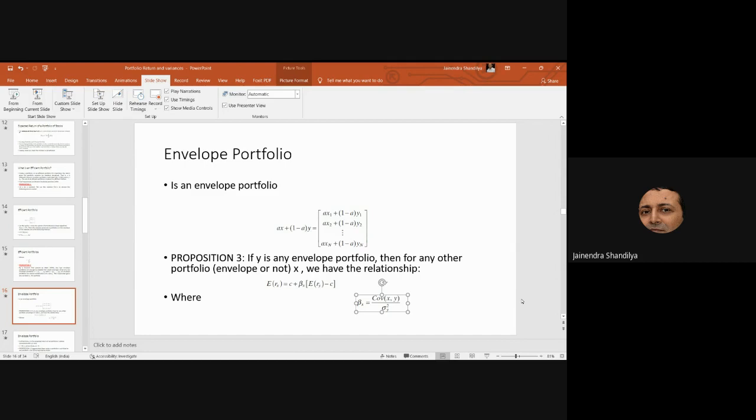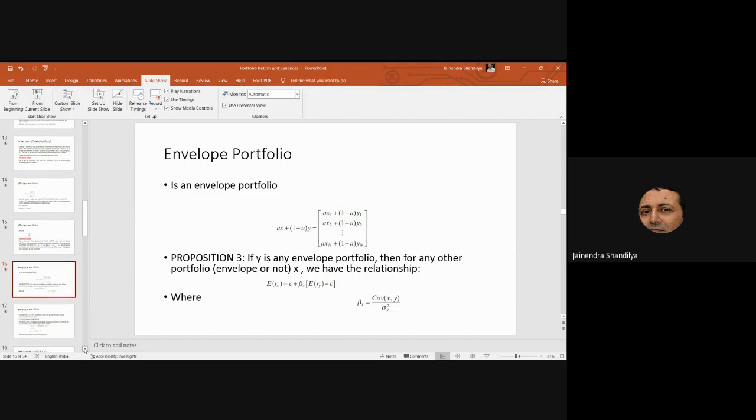If a portfolio Y is on the envelope, then you can define any other portfolio X by this linear relationship with Y, in the form of C plus beta times (E[R_Y] minus C). If you remember the capital asset pricing model, this is basically the same thing, but it's coming in terms of this proposition. So just wait and we'll see.